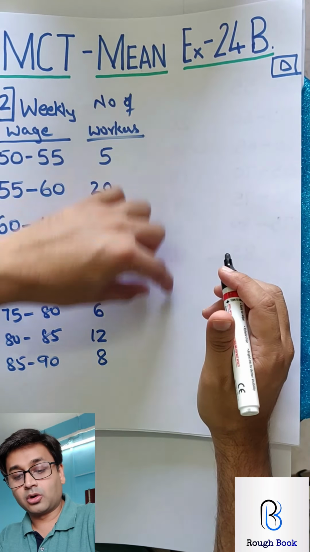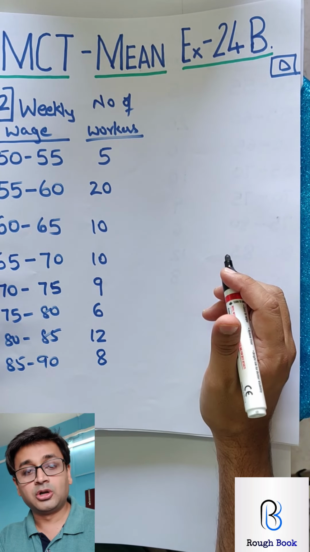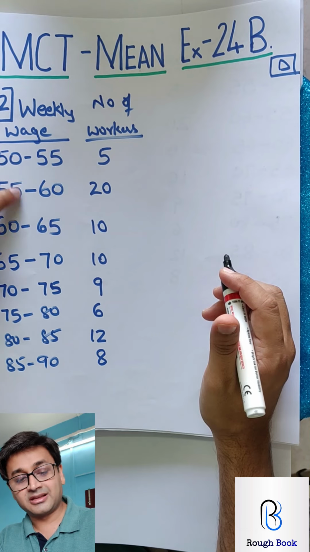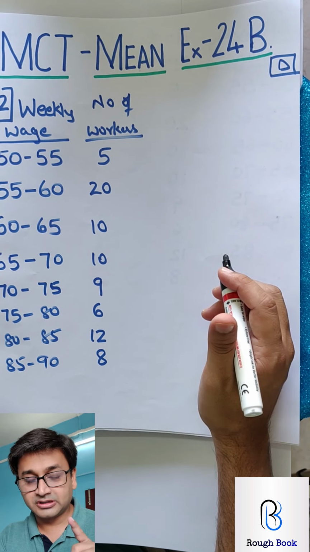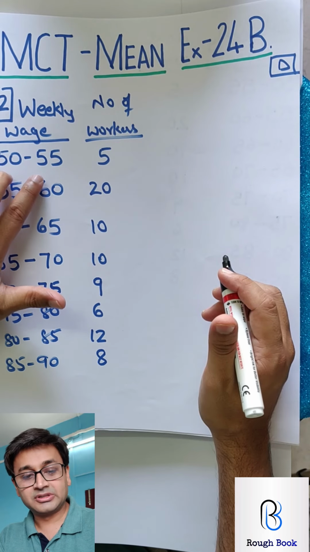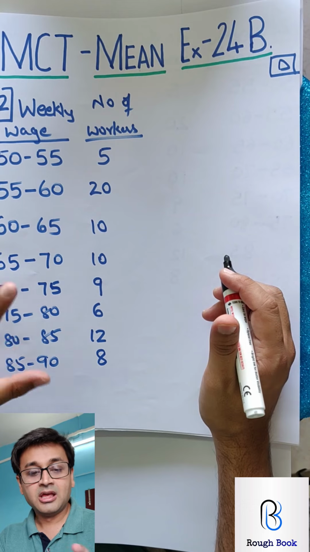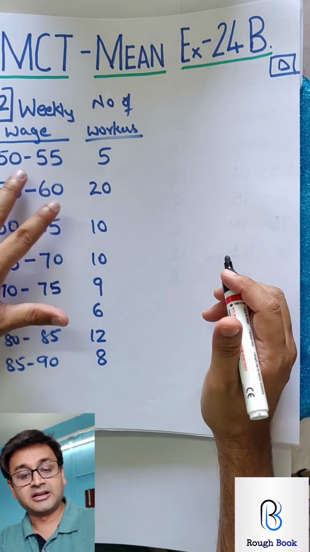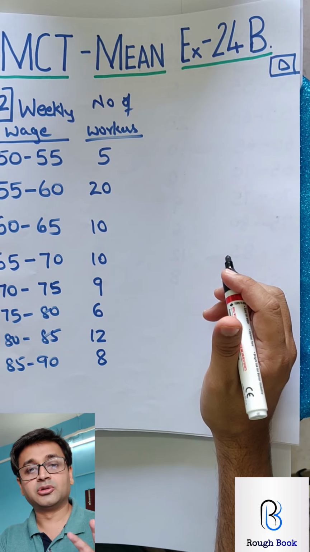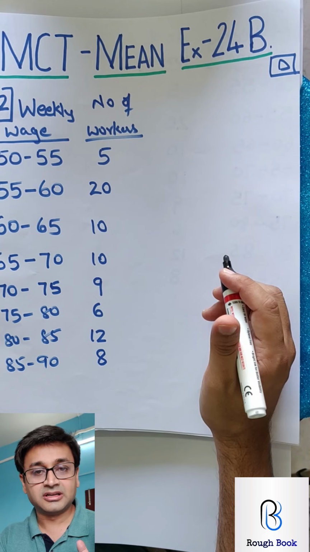Without one column you cannot proceed. That means without one number you won't be able to assume your A. So the only thing you need to do is get the class mark. Do you remember what a class mark is? Class mark is the mid value of the lower limit and the upper limit. How will you get the class mark? Add the two, divide by 2. That will give you your class mark. Once you get your class mark, the rest of the methods are the same.